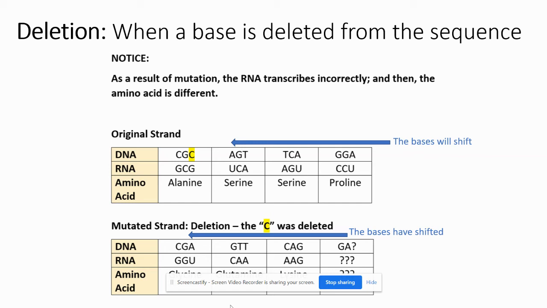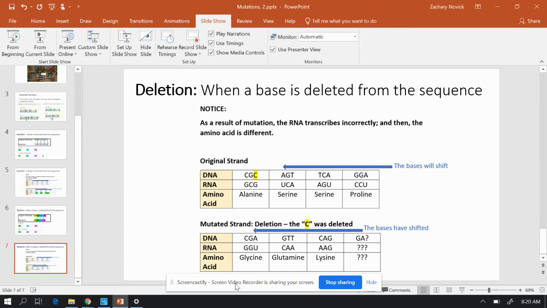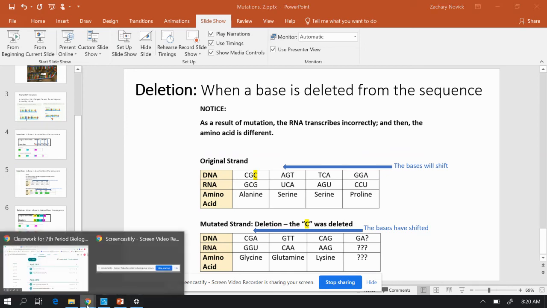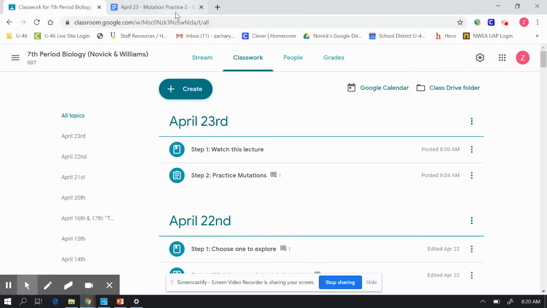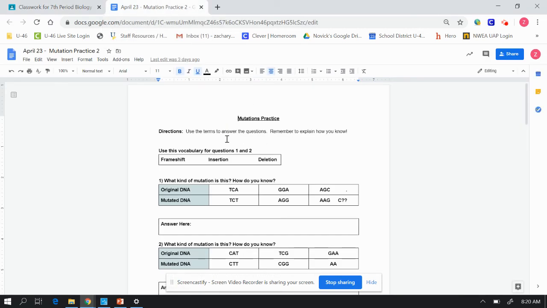So let's take a little bit of a look at the practice that you're going to do. For practice, you guys have to use the terms to answer these questions. Remember, it's so important that you explain how you know. So here are the vocabulary words. Here is your original DNA and your mutated DNA, and studying the original and mutated DNA in problem 1, what kind of mutation is this? Is it frameshift? Is it insertion? Is it deletion? Is it two of these? Answer here and tell me how you know.